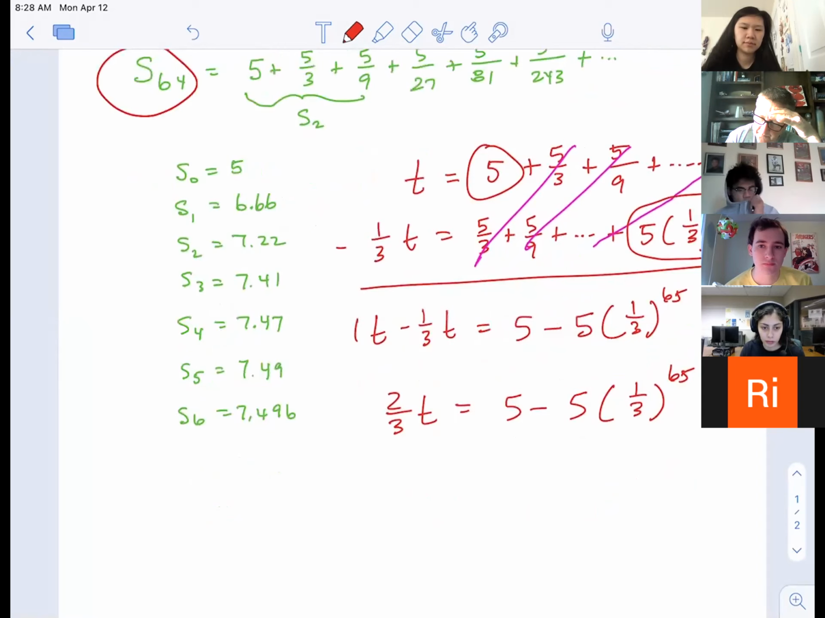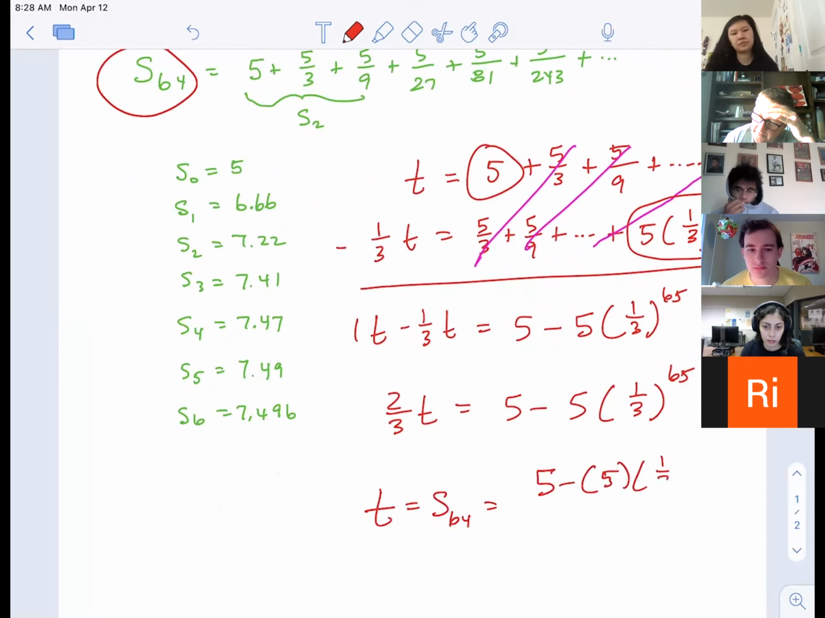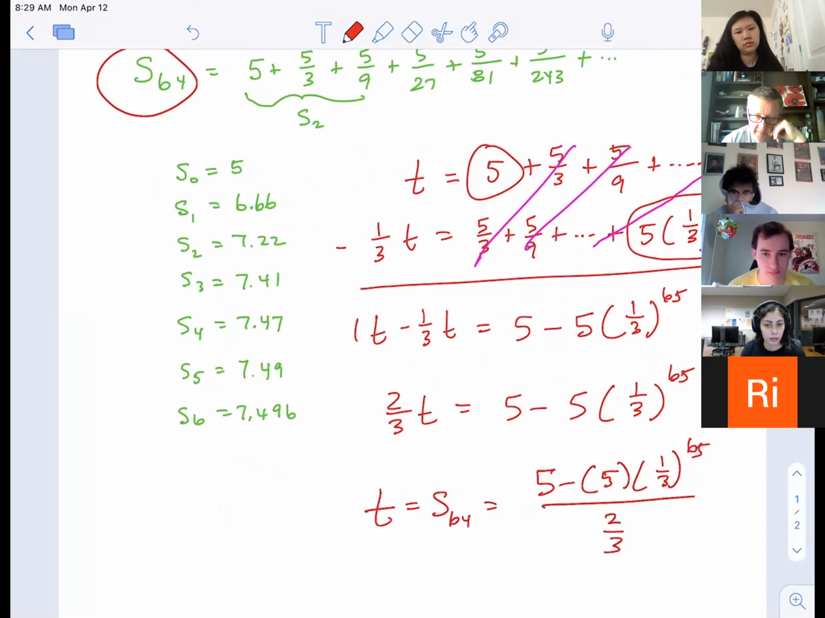And so t, which is S of 64, is 5 minus 5 times 1/3 to the 65th power, all divided by 2/3, or times 3/2. And so, again, that's just a cool shortcut, right? I made it to S of 6 by busting out my calculator and going manual style. But to make it to 64, hey, that's kind of a cool shortcut. So, of course, I'm curious what that is.